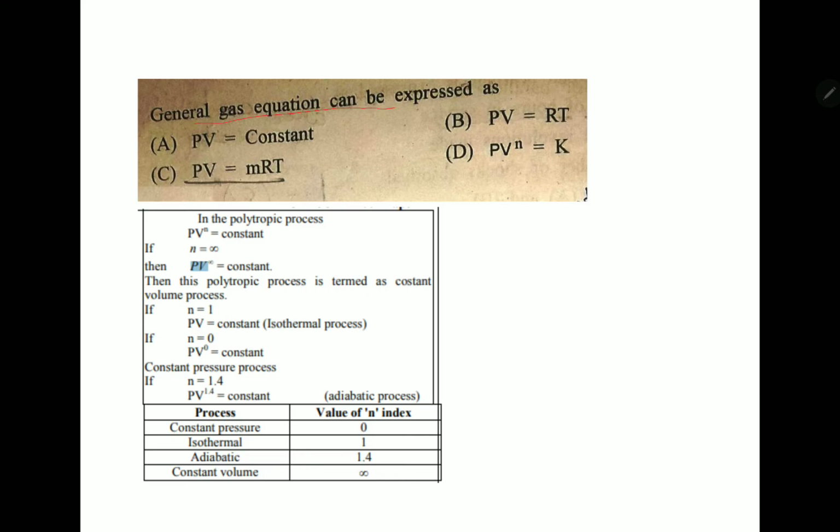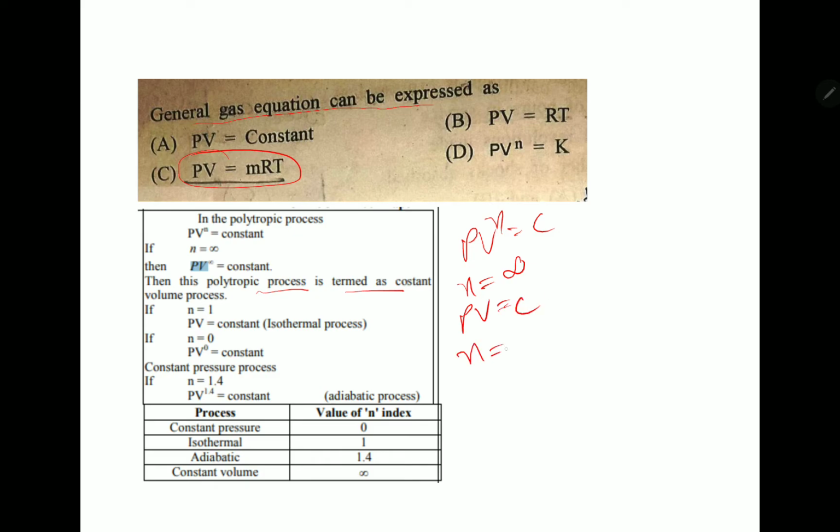General gas equation can be expressed as PV is equal to mRT. Now let's discuss some important facts related to this question. In a polytropic process, PV^n is equal to constant. Now if we take n is equal to infinity, then we have V equal to constant. This polytropic process is termed as a constant volume process.